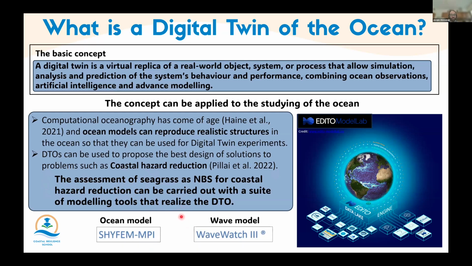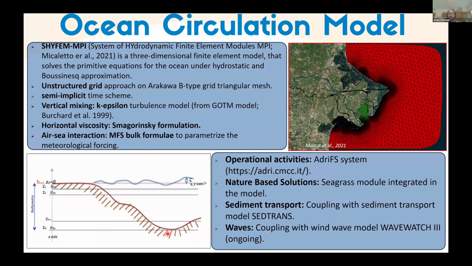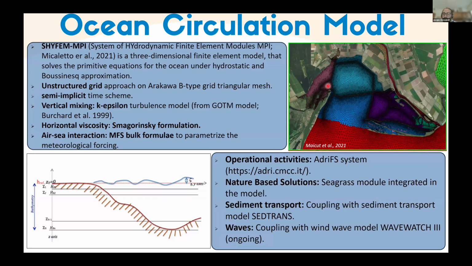We basically do it using two models, one ocean model and one wave model, that I will briefly present. So the SCHISM MPI is a finite element model that solves the primitive equations for the oceans, so the ocean circulations. It uses an unstructured grid that is very useful because we can describe also very peculiar morphology in coastal areas. Like here on the right, I have an example of a domain in northern Italy with lagoons, and we built this grid, also enhancing all the details of the lagoon that we want to study.